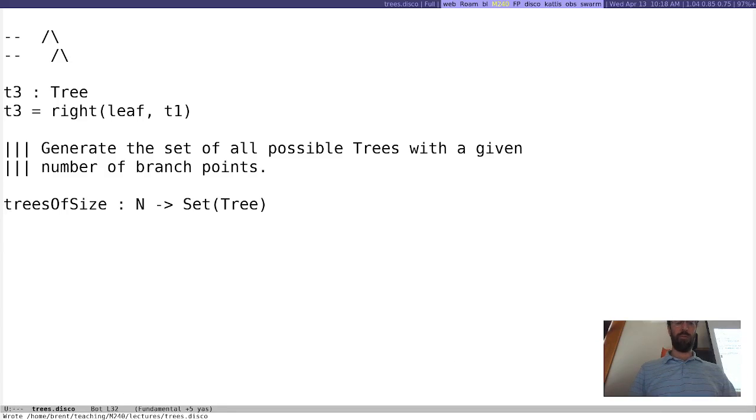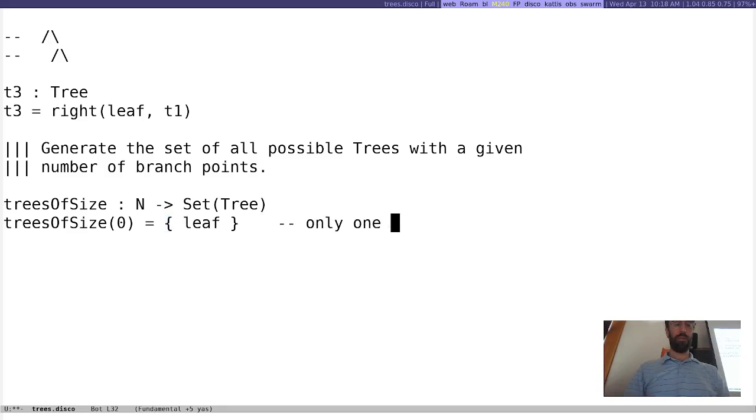I'm not going to make you write this. I'm just going to talk through how we're going to make it work. Being able to write this function is not the point, although in theory you could. But we could use it to actually look at some bigger trees and see how many there are. First of all, the base case is easy. If we want 0, there's only one way to do that. We just make a leaf. That's the only way to make a tree with no branches. So we have a set containing just a leaf, because I defined leaf above.